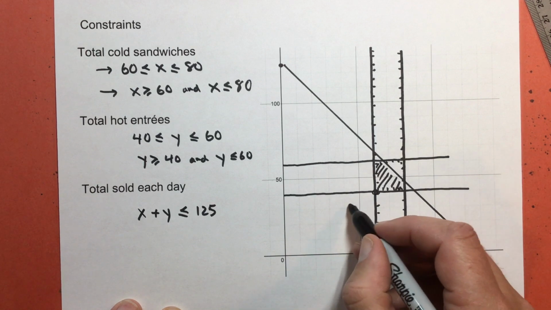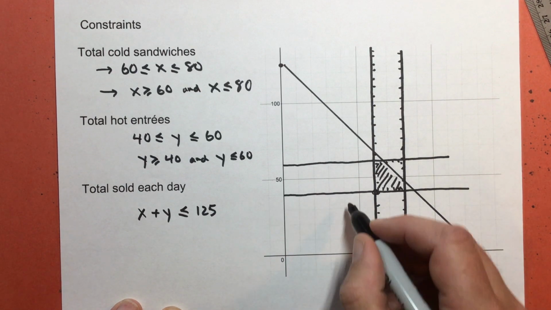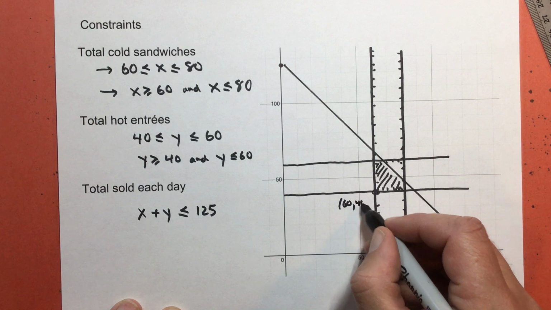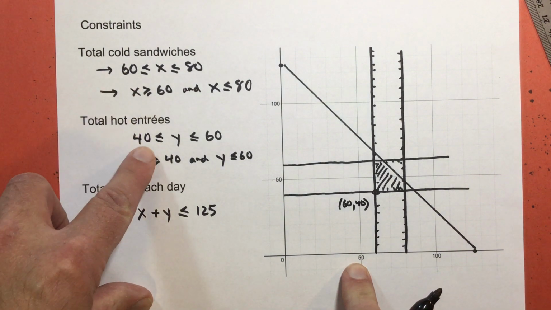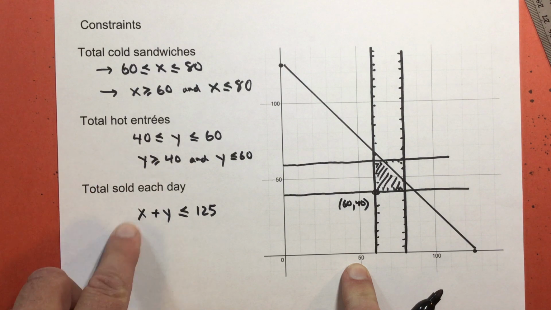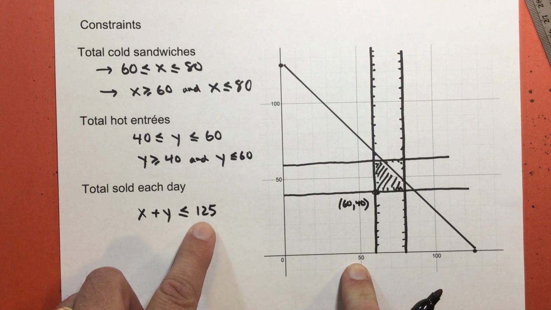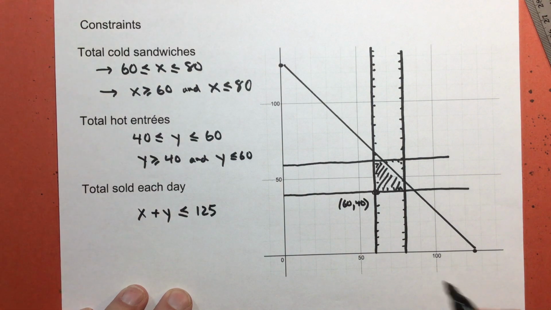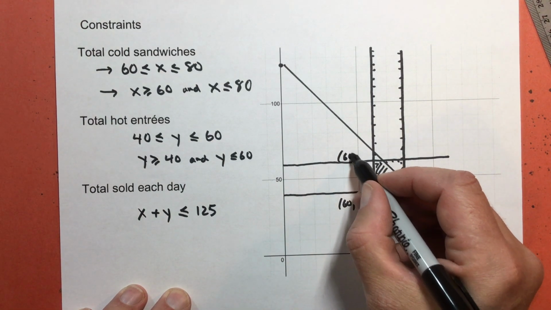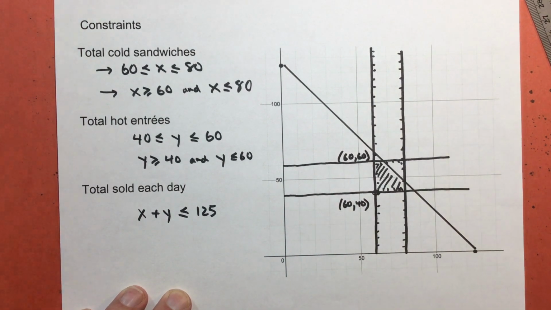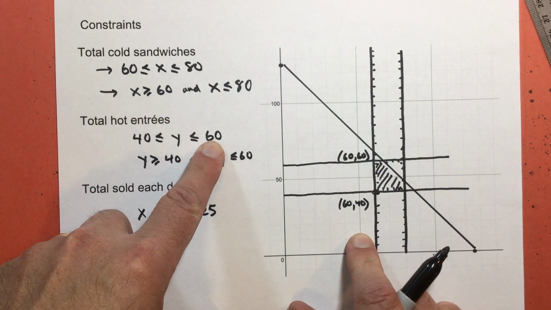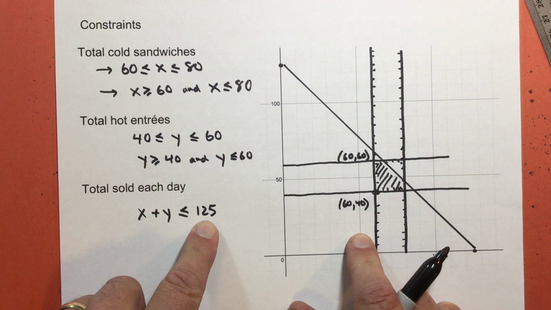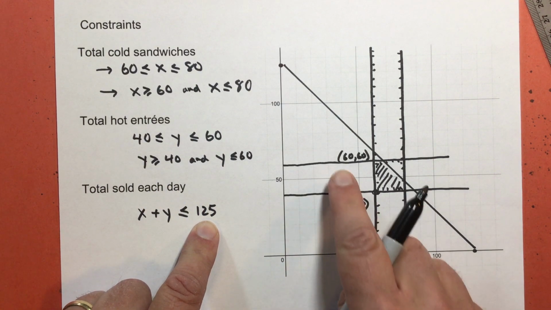Right here, this is going to be 60-40. So 60 sandwiches, 40 entrees. That's a possibility. And that's the minimum number of sandwiches and the minimum number of entrees, all right? Which is still going to be 60 plus 40 is 100, which is less than 125. I could also have 60 of each. So that would be the minimum number of sandwiches, but the maximum number of entrees, which is still going to be less than 125, because 60 plus 60 is 120.